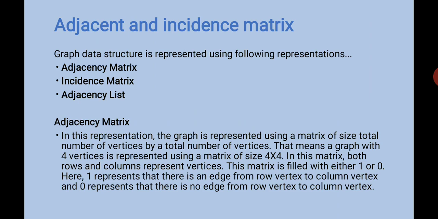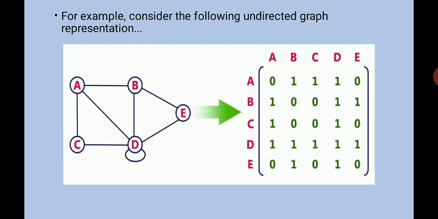So this matrix is filled with either 1 or 0. 1 represents that there is an edge from row to column, and 0 if there is no edge from row to column. So you will write A, B, C, D if you have 4 vertices, and A, B, C, D on the columns also, and we can look at it with an example.